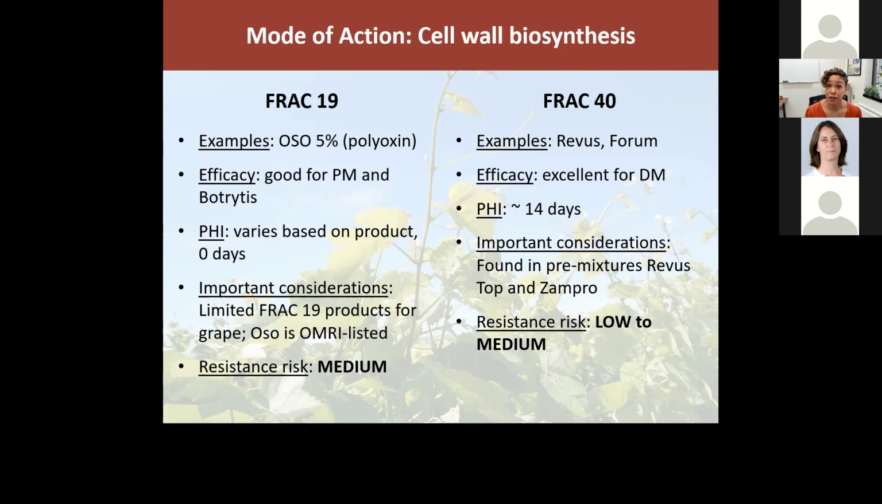FRAC 40 is another group that we tend to see a fair amount of, and this includes fungicides like Revus and Forum. FRAC 40 is really targeted towards our downy mildew control. PHI is roughly 14 days, but again, check the label. And we tend to see FRAC 40 in a couple of these premixtures as well, where the FRAC 40 is targeted towards our downy mildew, and then a mixture might have a FRAC 3 included to try and capture that powdery mildew element, since we tend to deal with both fungi within the same season. And these fungicides tend to be low to medium risk.